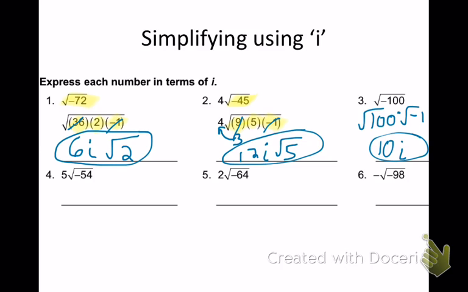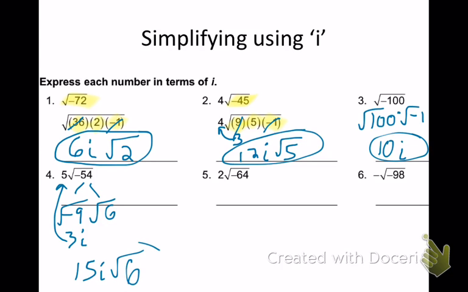Number 4, 5 times the square root of negative 54. Well, what's the perfect square that goes into negative 54? 9 and 6. So I'm going to say negative 9 just to make that simple here. So I have the square root of negative 9 and square root of 6. What's the square root of negative 9? Remember, square root of negative is i. So I'm going to get 3i. I take 3i times 5, and that gets me 15i square root of 6.